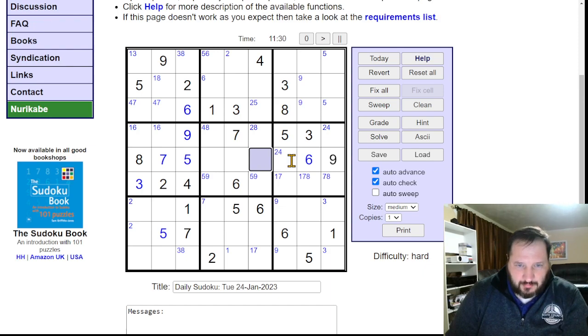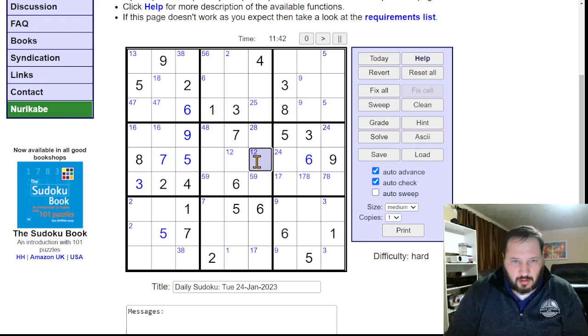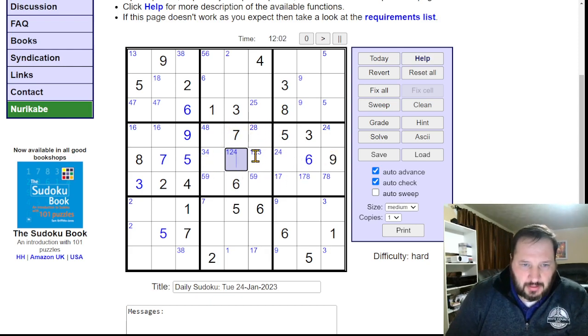Okay, so we need a 1. It can't be here, and it can't be here. So we've got a 1 here or here. We need a 2, and it can't be here, but it could be here. But it also could be here or here. We need a 3. Cannot be here, cannot be here. But it could be here or here. We need a 4. Could be here. Can't be here because of this 4. But it could be here or here. 5, 6, 7, 8, and 9. Okay, so now this is fully marked out. Fully marked out. We like it.